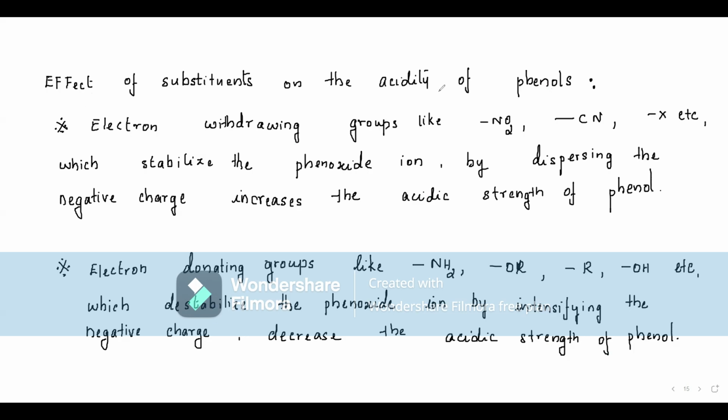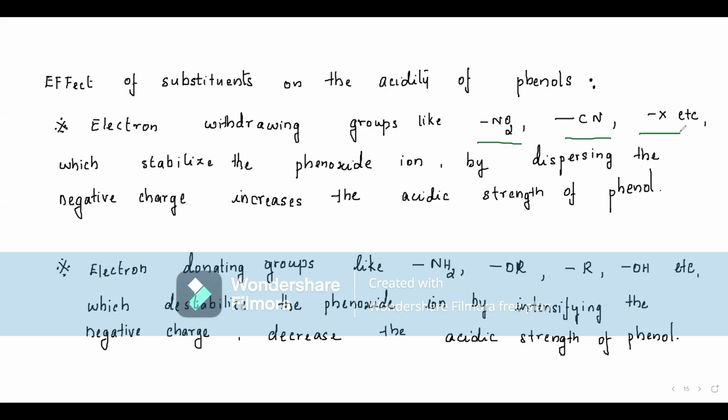Then, effect of substituents on the acidity of phenol. What kind of groups can make phenol more acidic, and what kind of groups can make phenol less acidic? If you have electron withdrawing groups like NO2, cyanide CN, or halide X on the ring of a phenol, they pull the electron pair towards themselves.